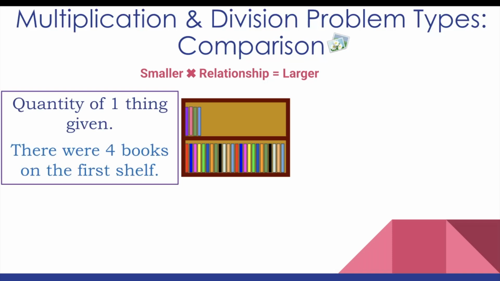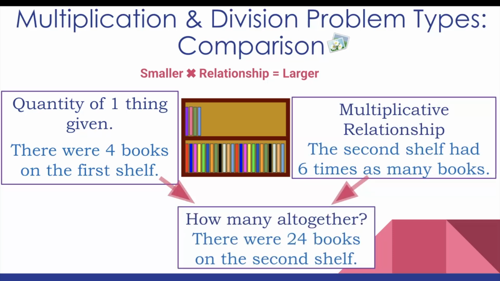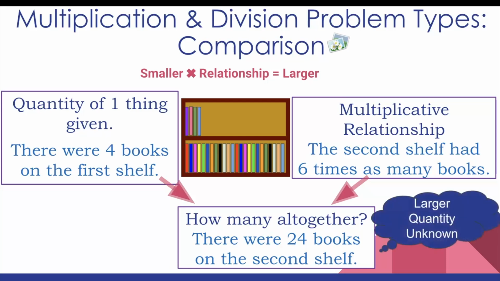Here is an example. There were 4 books on the first shelf. The second shelf had 6 times as many books. There were 24 books on the second shelf. Just like with other problem types, any of these parts can be unknown.